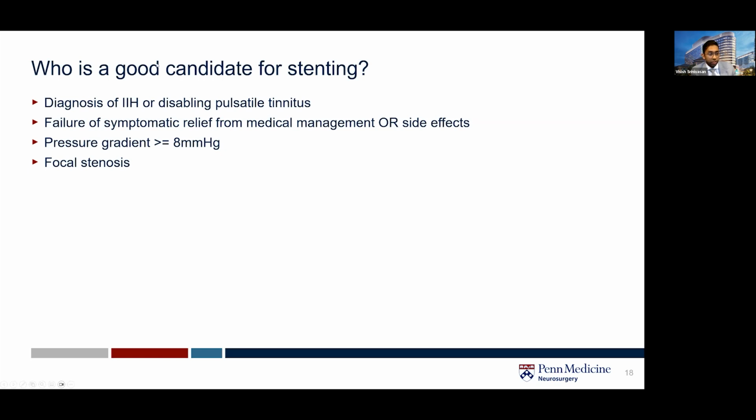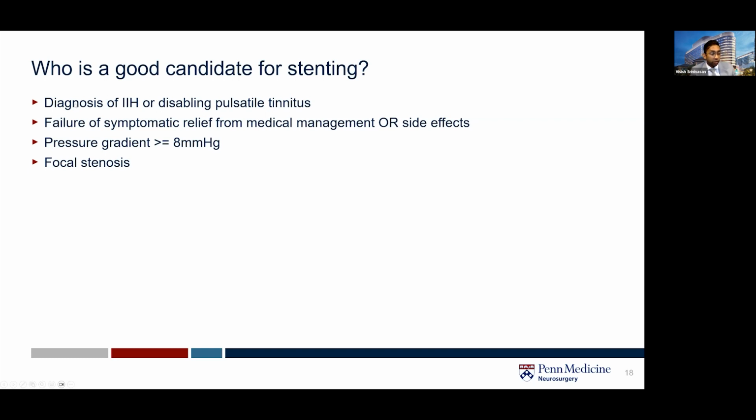So who's a good candidate for stenting? I look for someone who has a diagnosis of IIH, ideally made by a multidisciplinary team or with strong input individually from neurology and ophthalmology, or someone who has seen ENT, has disabling pulsatile tinnitus, and no other causes, and that helps me hone this down to being the true cause of their tinnitus.